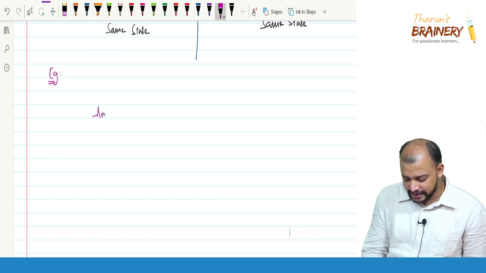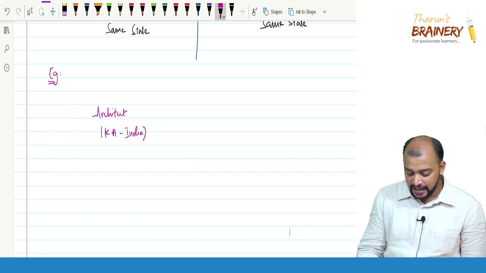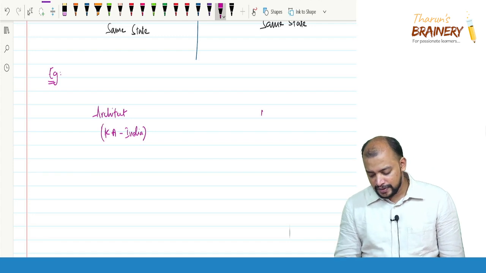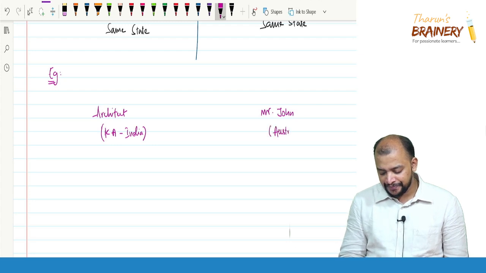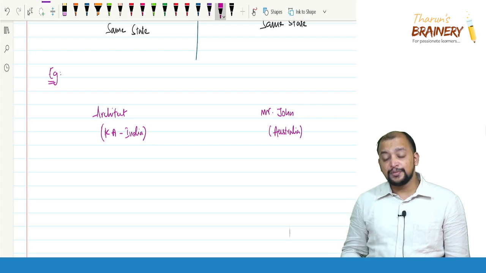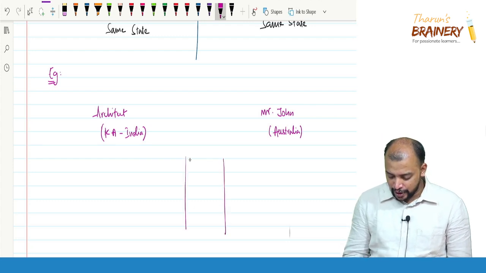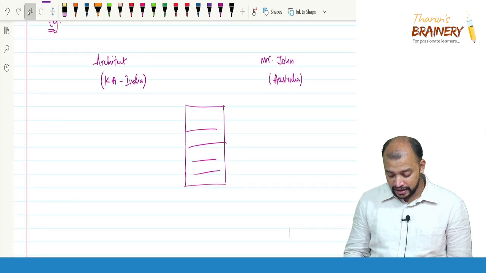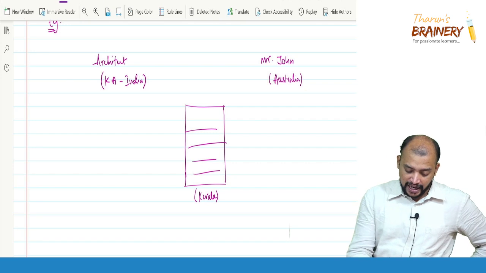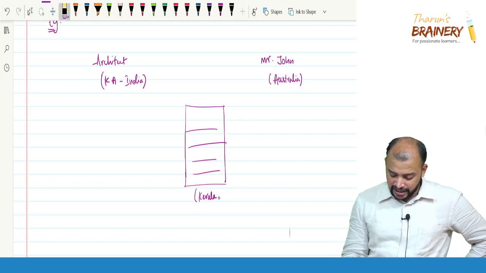There is an architect who is located in Karnataka, India. And there is a person, Mr. John, who is located in Australia. And there is an immobile property. So the architect is rendering services in relation to an immobile property. And where is that immobile property located? That immobile property is located in Kerala, India.